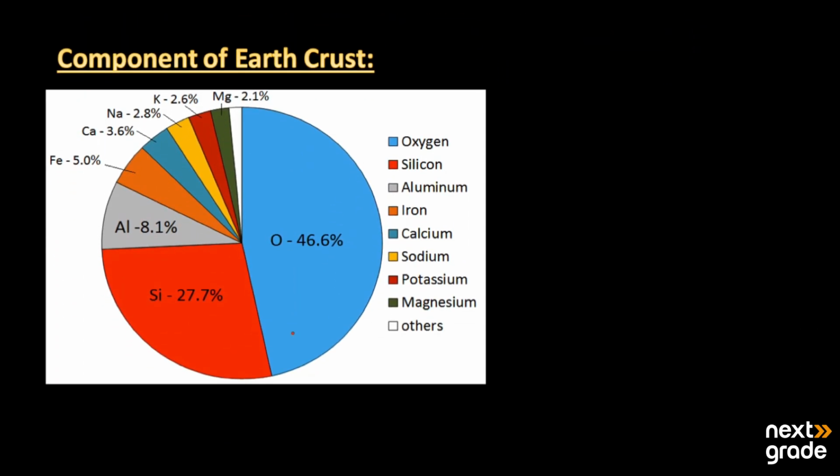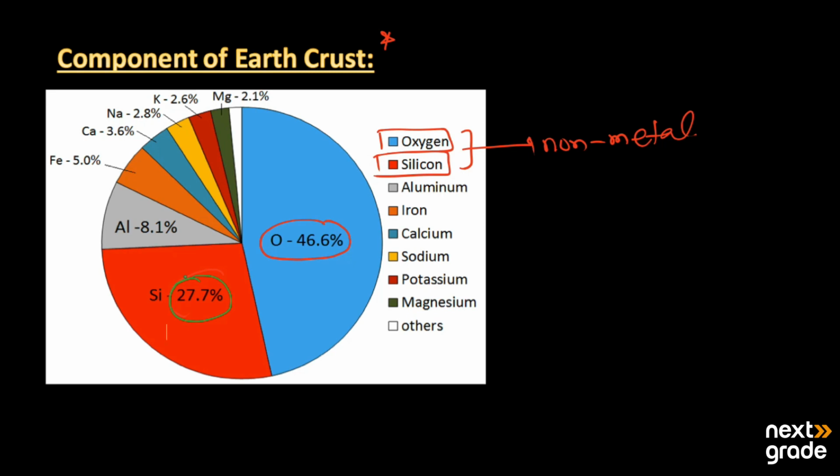First, they are components of the earth's crust. Although non-metals are few, they make up a large part of the earth's crust. Here we have oxygen and silicon. Both of these are non-metals, and the percentage of oxygen over the earth's crust is 46.6%, and that of silicon is almost 27.7%.